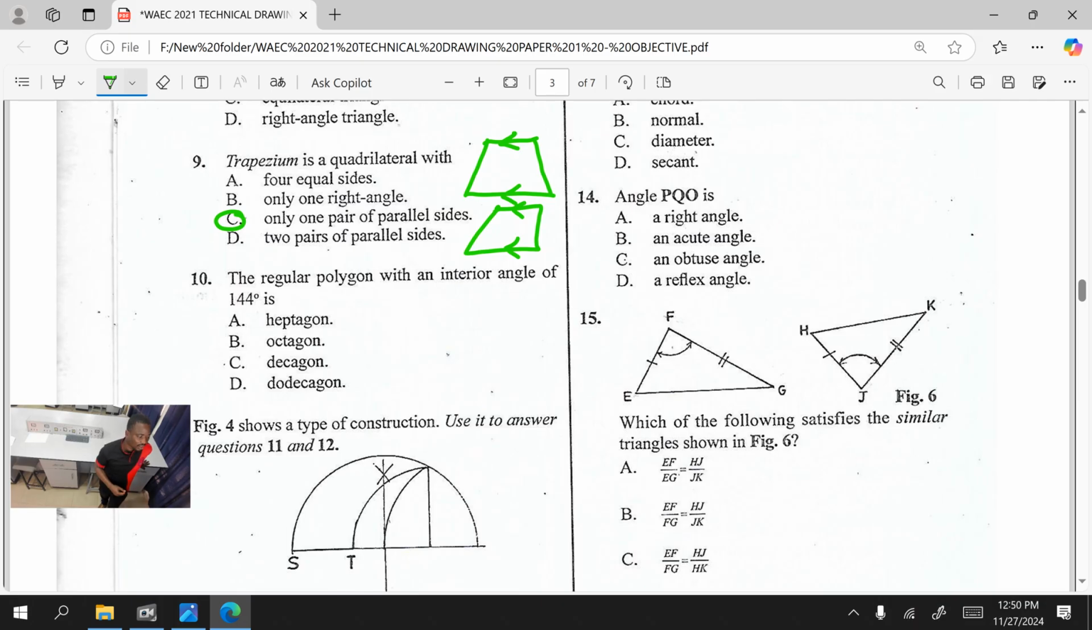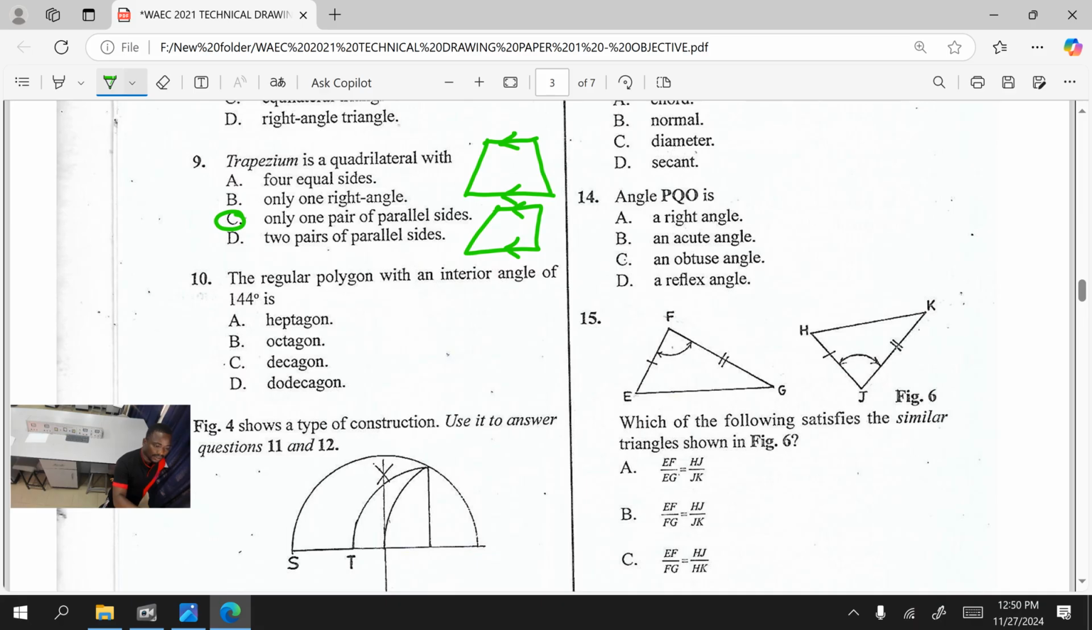This is what we call cross-curricular content in your curriculum. Do you understand? So it's very important that as a technical drawing student, you are very good with mathematics. So what is the formula for finding the interior angle? They call it each interior angle of a regular polygon. Do you get it now?